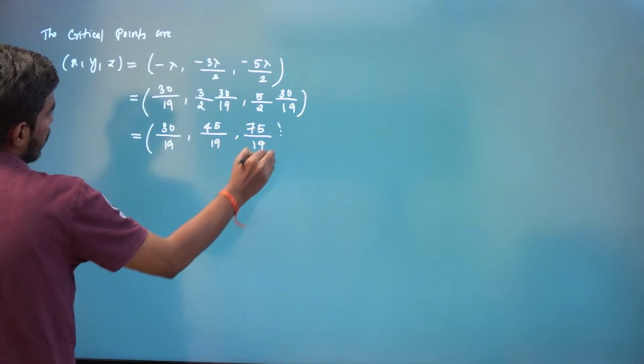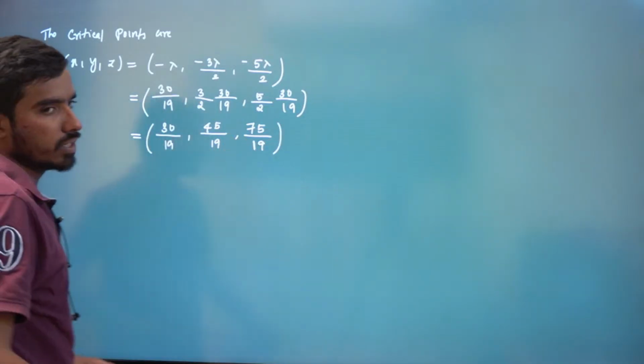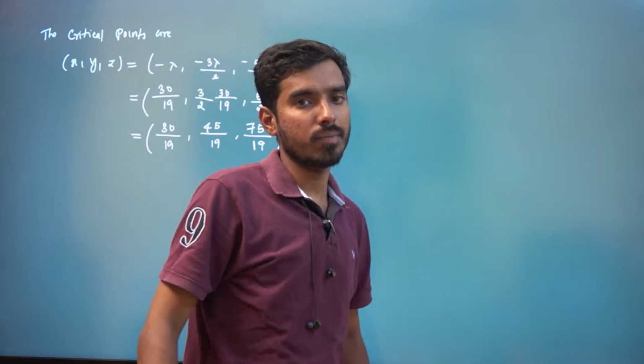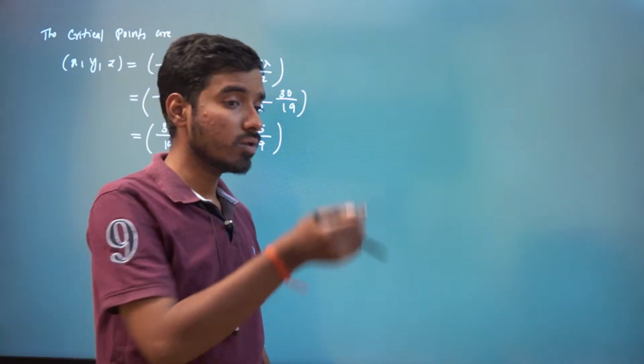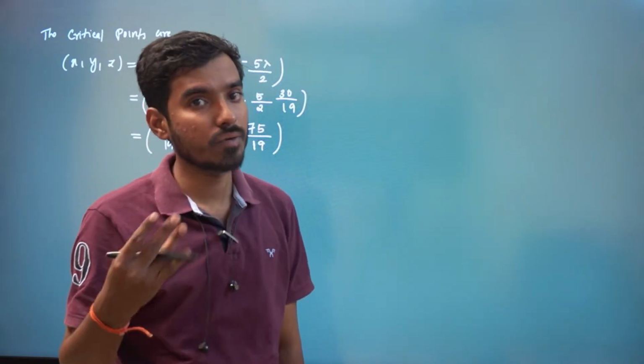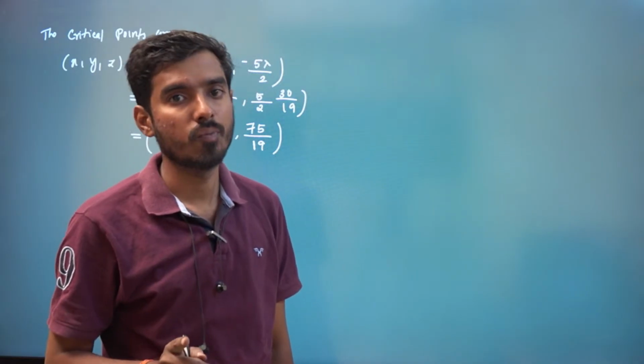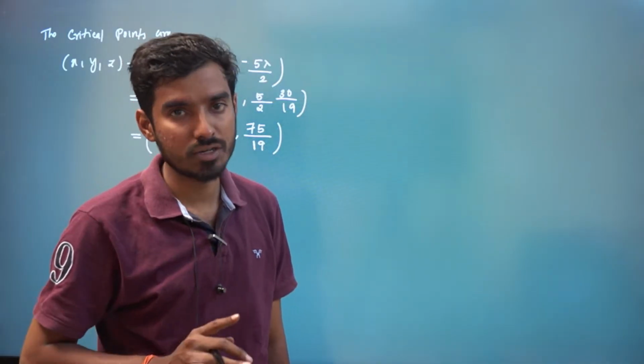This is the critical point, right? So we have only one critical point. So at this point only extremum occurs. We are asking only for the extremum. We don't know whether this point gives a maximum or minimum, but this point gives you the extremum value. Extremum point means it can be maximum or minimum also, right?